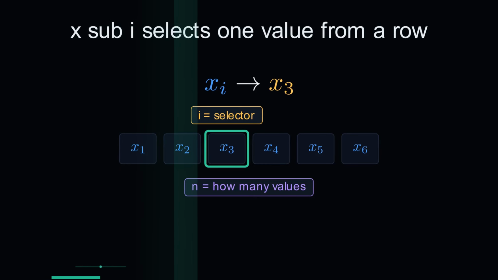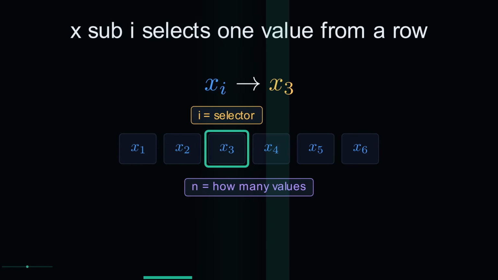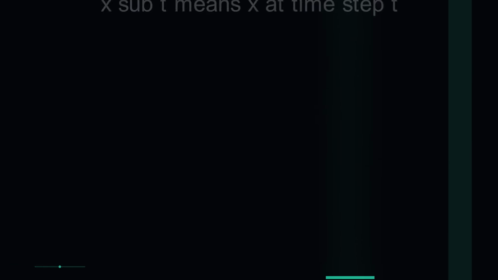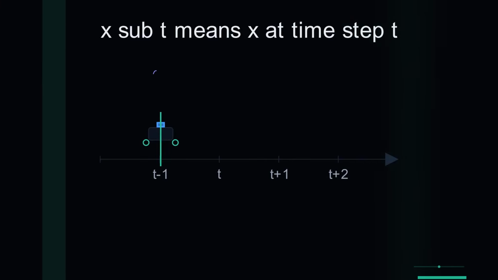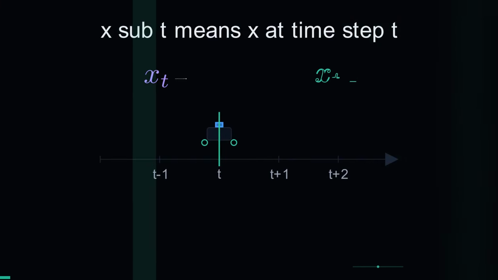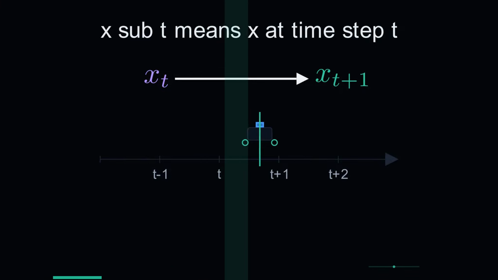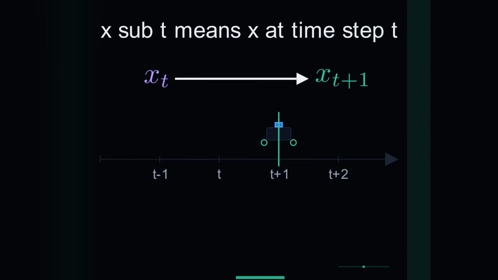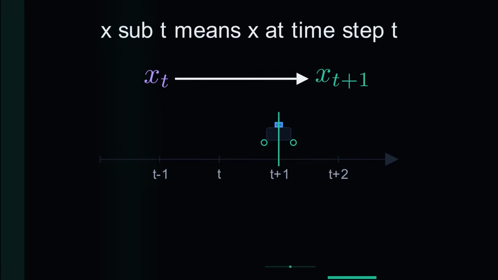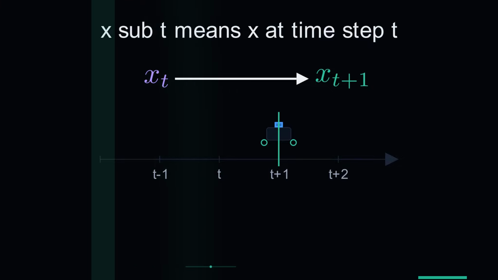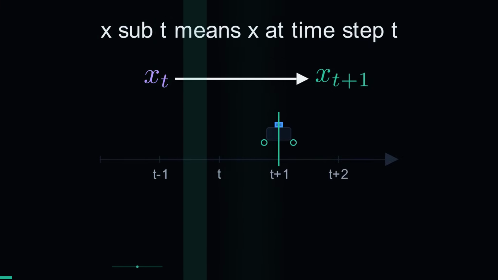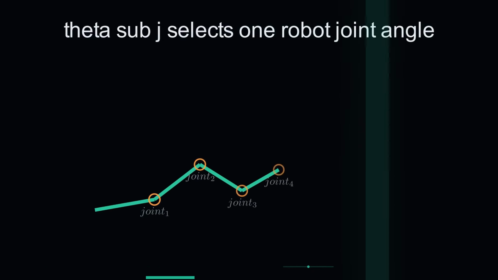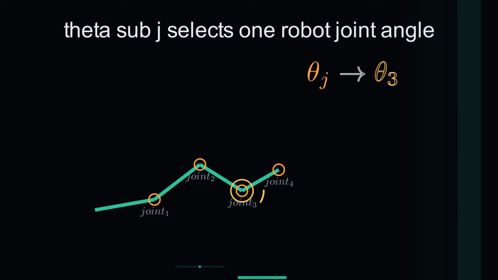i, j, and k select items, and often give the count. Their exact role comes from the surrounding formula. x sub t means x at time step t. It selects one snapshot from a sequence of states or measurements along the robot timeline. x at time t plus 1 means the next state, one update after x sub t. The time index changes while x remains the same kind of state.